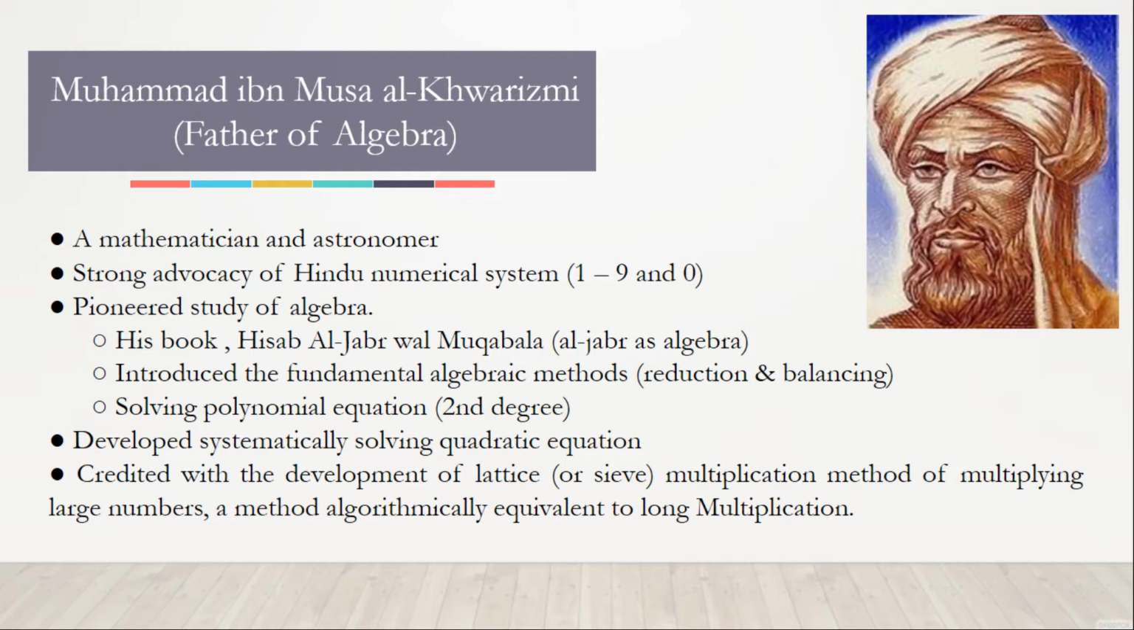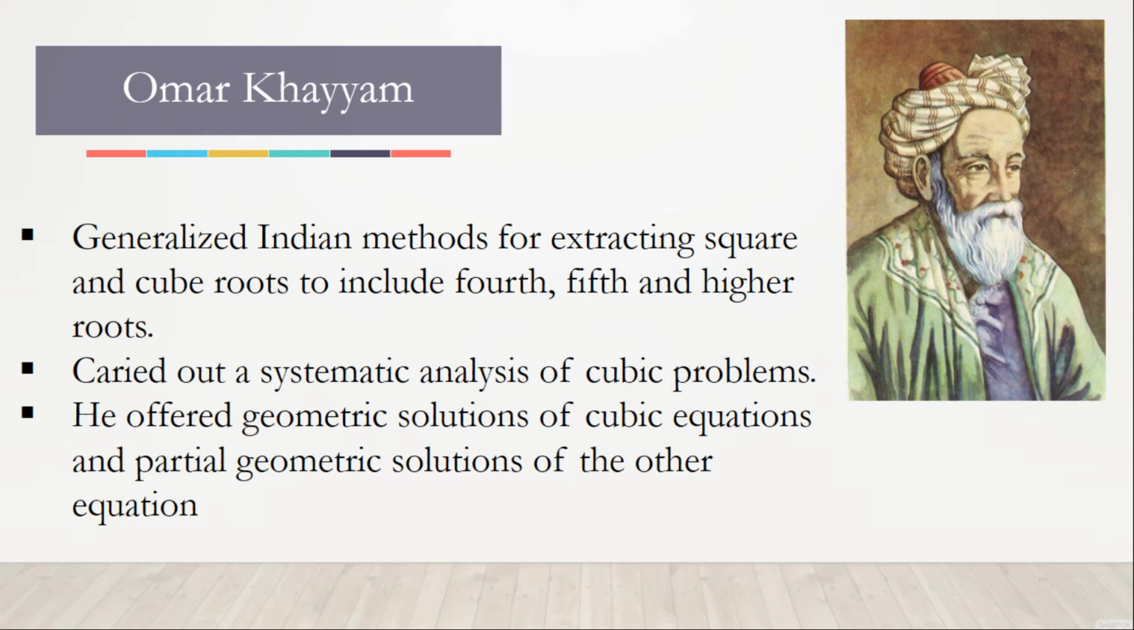He also introduced the fundamental algebraic methods of reducing and balancing, and also solving polynomial equations. He also developed a systematic way of solving quadratic equations. He is also credited with the development of the lattice or sieve multiplication method of multiplying large numbers, a method algorithmically equivalent to long multiplication. Our second Islamic mathematician is Omar Khayyam.